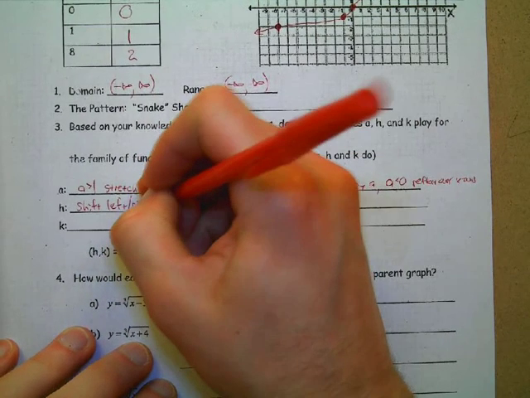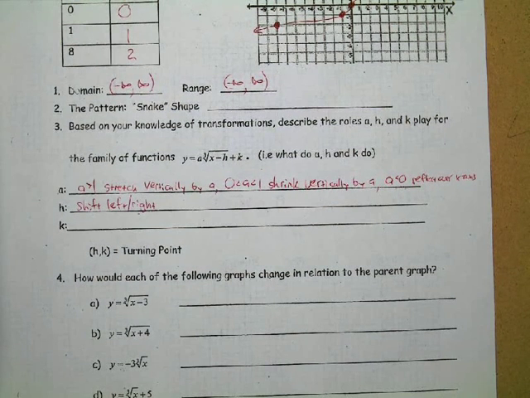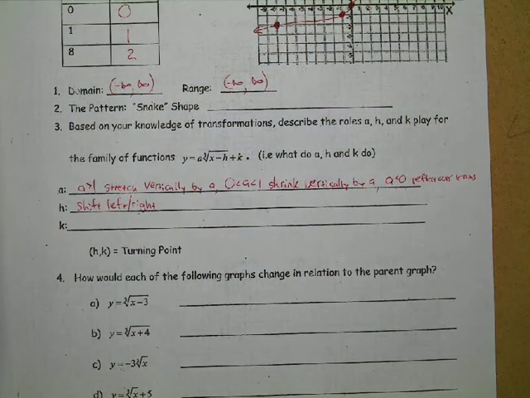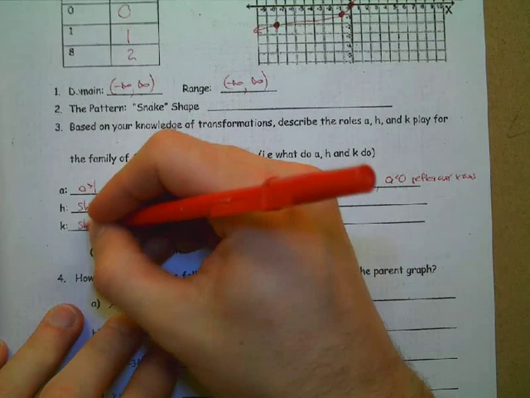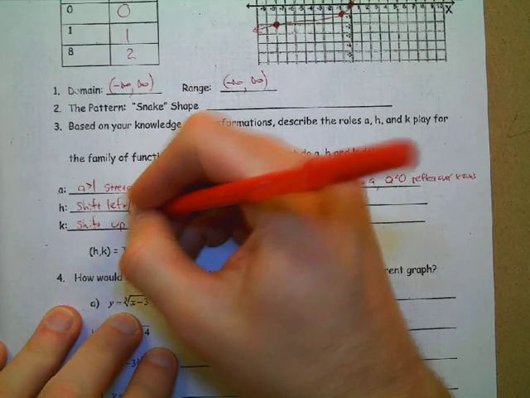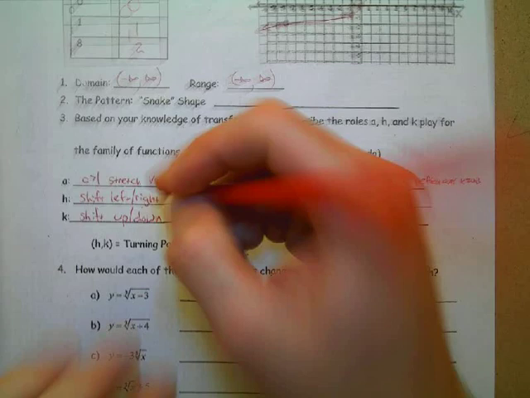Shift left or right. Right? And it still does the opposite of what you'd expect it to do. So if it's x minus h, you're going to go right h. If it's x plus h, you're going to go left h. Okay? What about k? What does k do? Up, down. You got it. Exactly right. Shift up slash down.